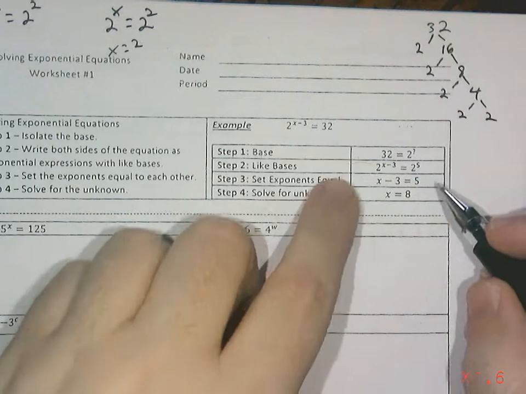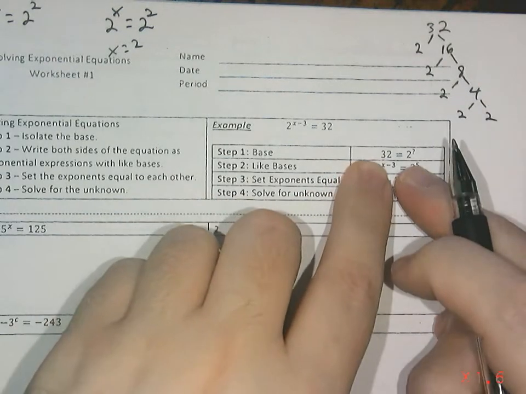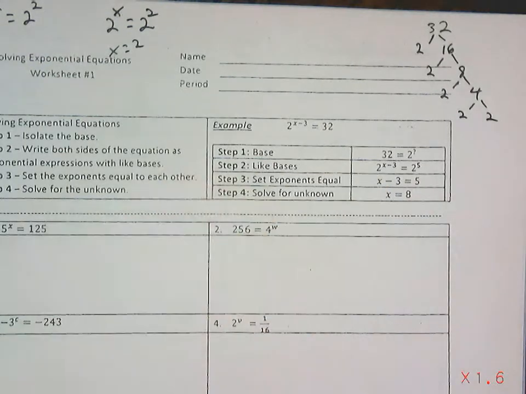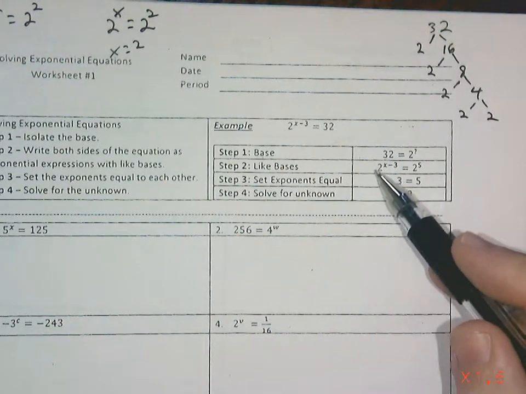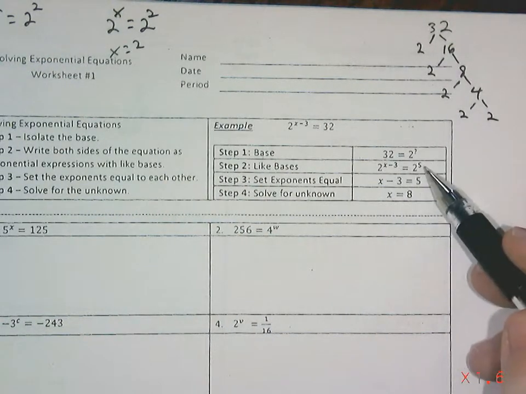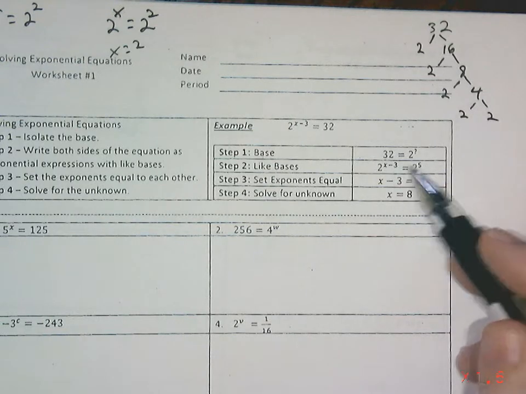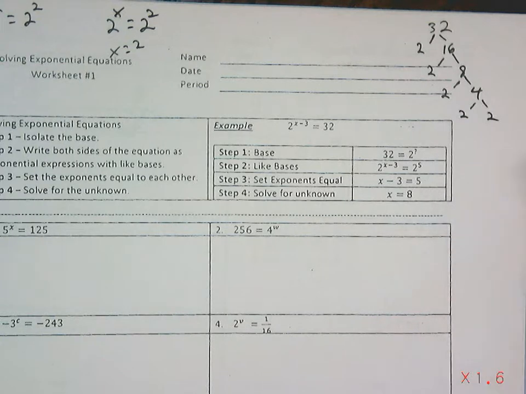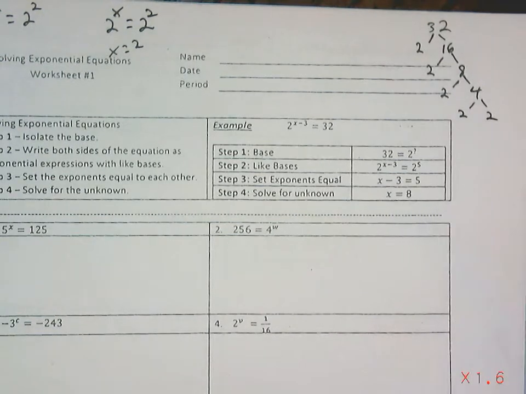Okay, then once they have the same base, they're going to drop the bases, set the exponents equal to each other, and just solve for x then. So it was 2 to the x minus 3 is equal to 2 to the 5th. Those exponents must be equal to each other, so you can drop the bases. You would add 3 to the other side. That means that x is going to equal 8. Okay? Let's look at an example of this being done.